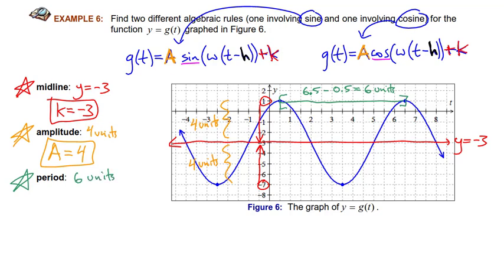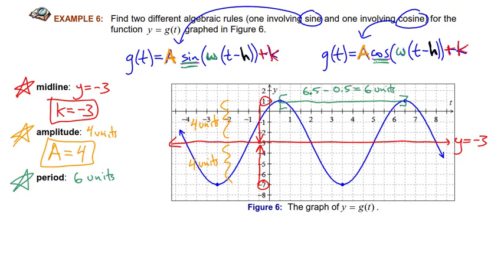Now, the period doesn't actually appear as a number in the algebraic rule for the function, but the period is intimately connected with the value that we use for omega, because omega causes a horizontal stretch, which will give us the desired period. Since we're working with the sine function or the cosine function whose periods are 2 pi, omega is going to need to stretch or compress the length 2 pi into the length 6.